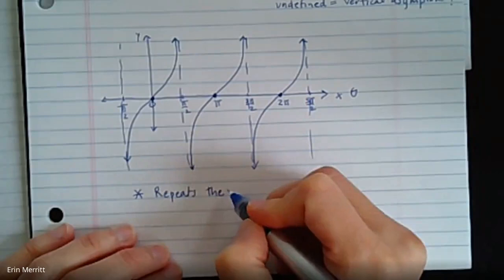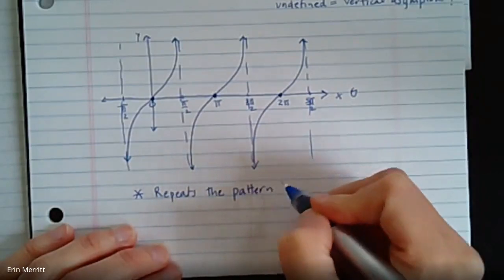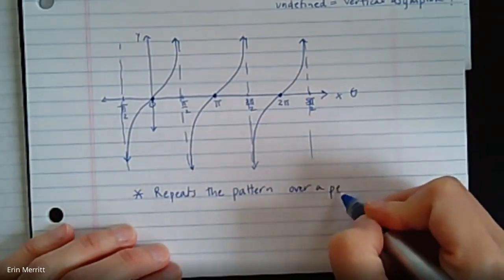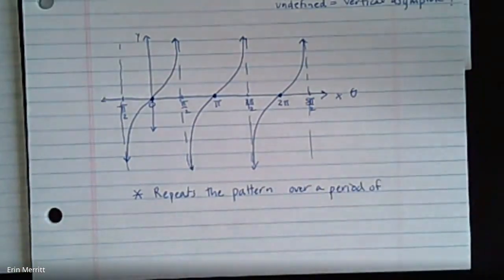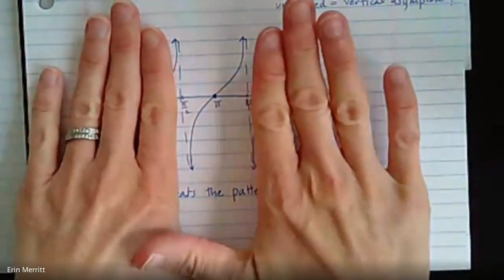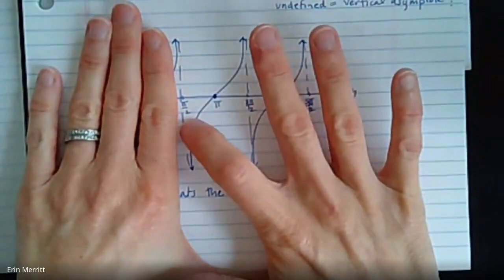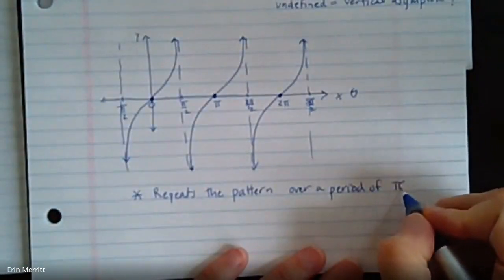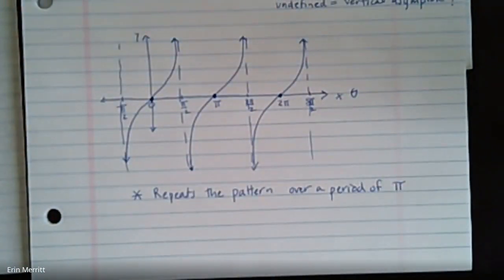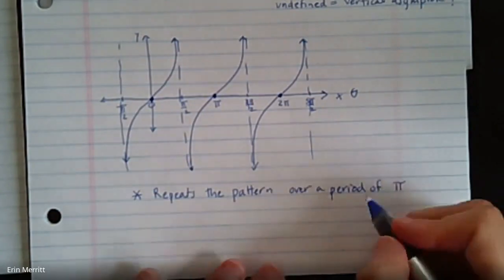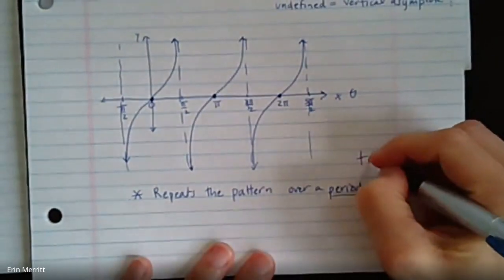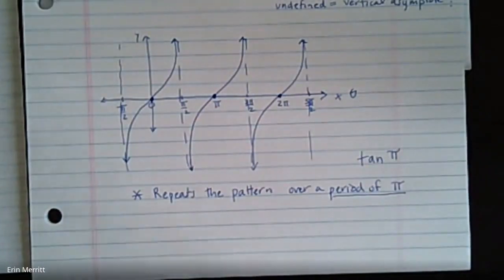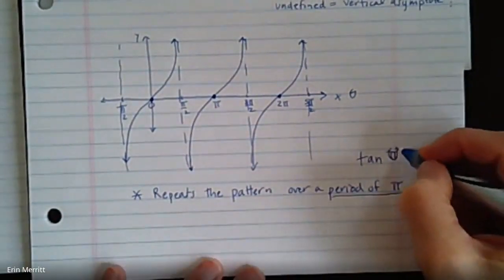So I'm going to say it repeats the pattern over a period of, take a look, one of these cycles right here. This one in particular goes from pi over 2 to 3 pi over 2. What's the difference from pi over 2 to 3 pi over 2? Well, it'd be 2 pi over 2 or just pi. So whereas sine and cosine have a period of 2 pi, tangent is different. Tangent has a period of pi, all right? So that's specific for tangent, right? They will go like that.